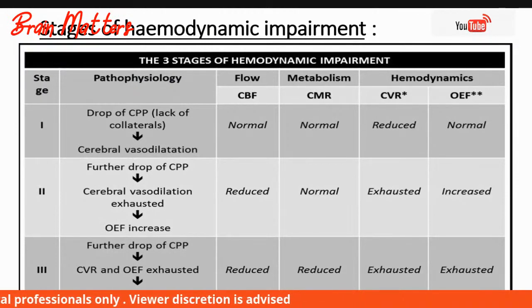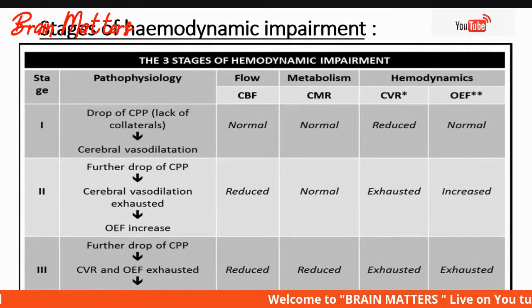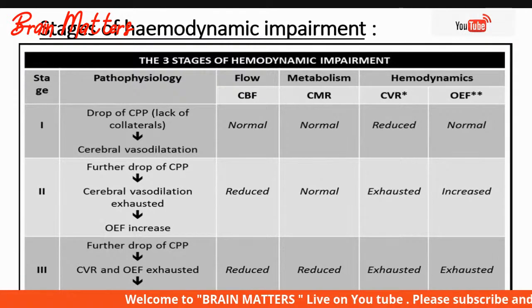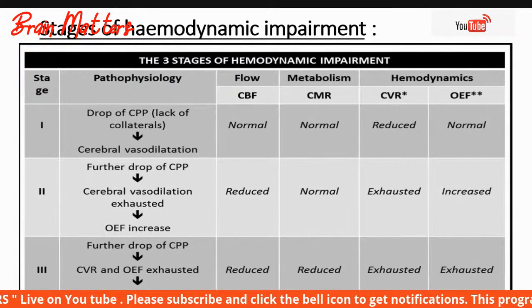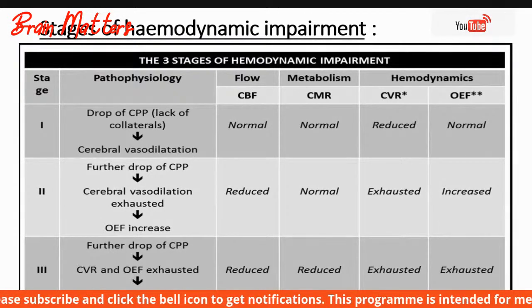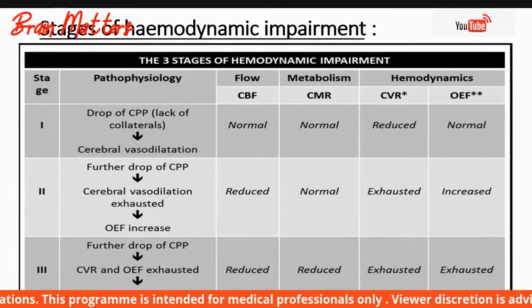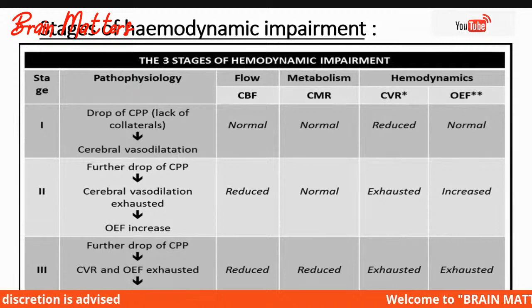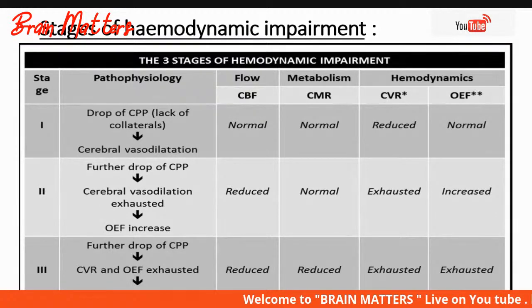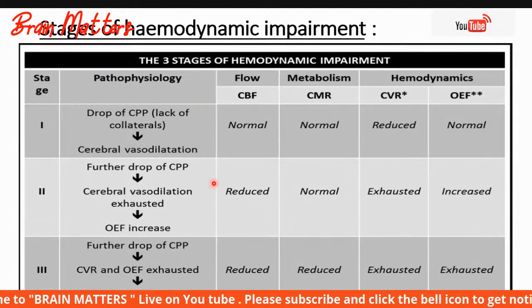In stage 2 of hemodynamic impairment, there will be a further drop of cerebral perfusion pressure, which leads to further cerebral vasodilatation, which may also get exhausted, and oxygen extraction fraction may increase. In stage 3, there may be a further drop of cerebral perfusion pressure, and the cerebral vascular reserve and oxygen extraction fraction may get exhausted, and finally there may be ischemia of the cerebrum.